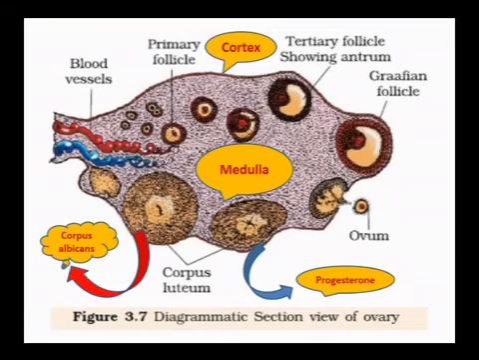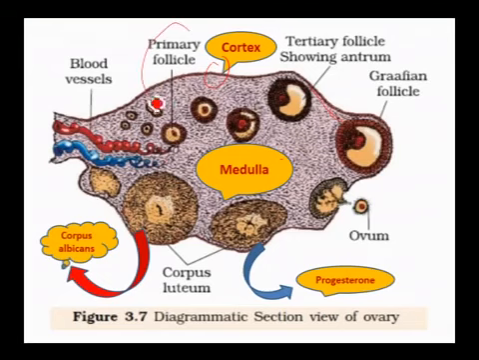Each ovary is distinguished into outer cortex and inner medulla. Cortex is lined by germinal epithelium, whereas medulla consists of connective tissue stroma, which is rich in blood vessels, blood cells as well as nerve endings. In the stroma region itself, there are numerous ovarian follicles. These ovarian follicles are present at different stages of their maturity.